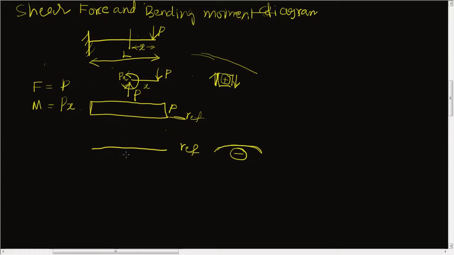So since it is negative, we have to draw on the downside of the reference line, and the bending moment M is a function of x. Here at this location x is 0, and here at this location x is equal to L. So here the bending moment must be P into 0, and the bending moment at x equal to L must be P into L. This is our P into L.